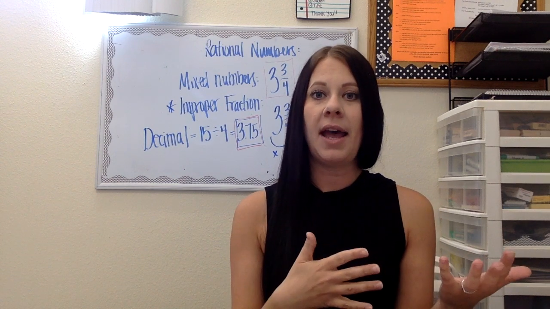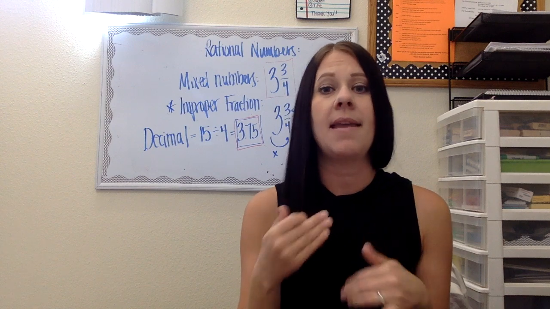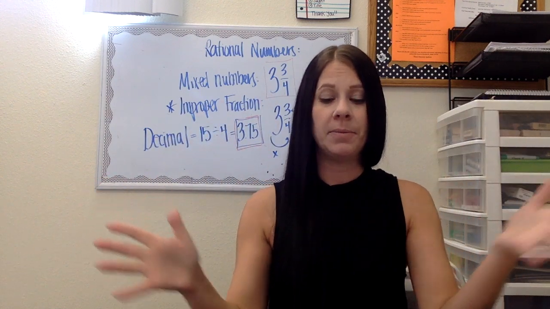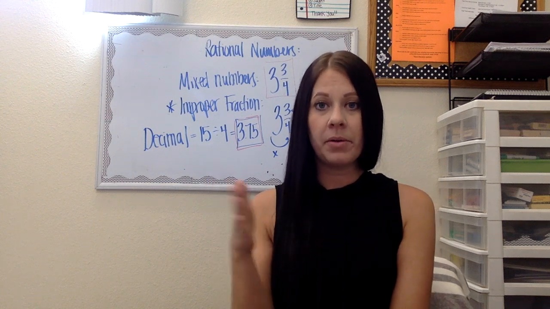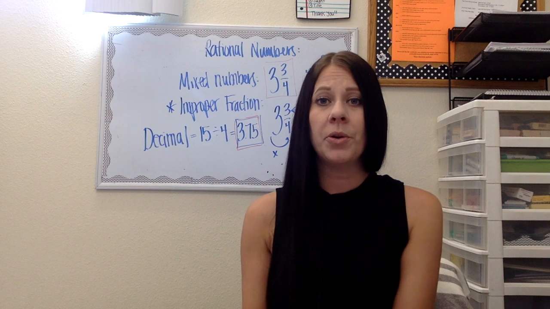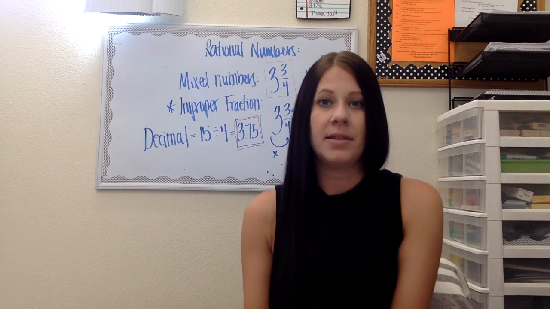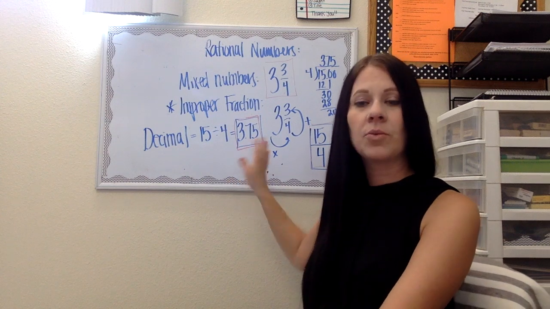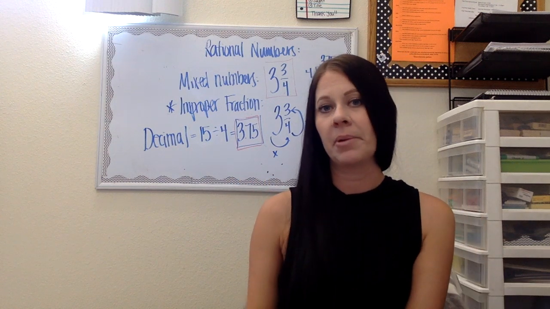And some of it you're going to have to classify. That means tell me the name of it. Is it rational? Is it natural? Is it whole? Is it an integer? Some of it you're going to be ordering the numbers, and it's going to be really difficult to order your numbers if you don't have them all in the same format. So by putting them all into decimals, it really helps us get that on a number line.